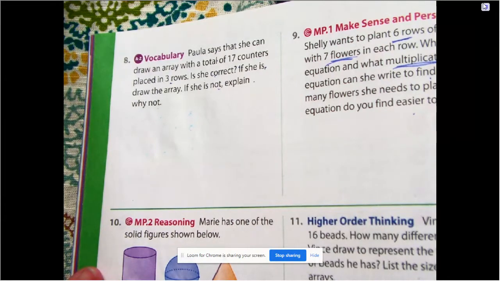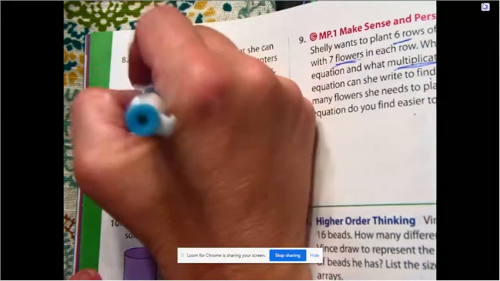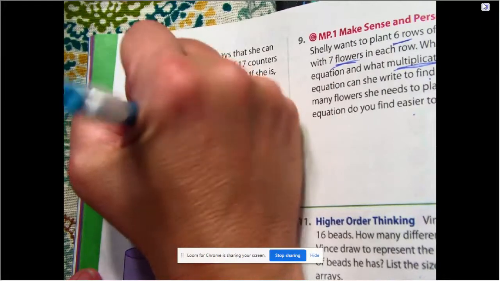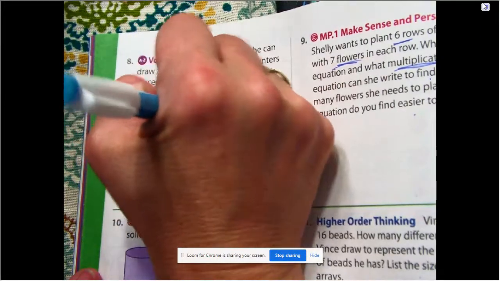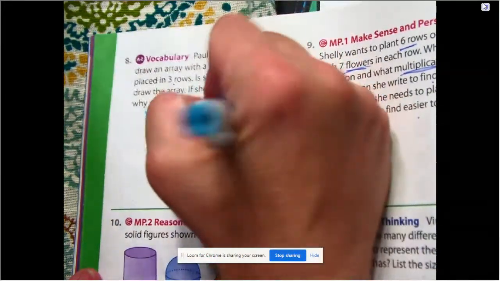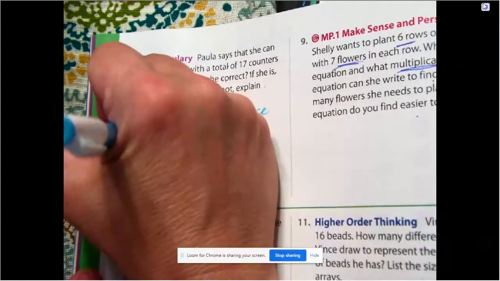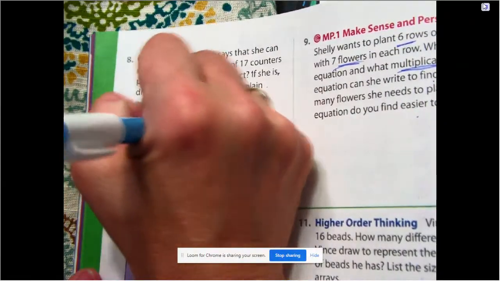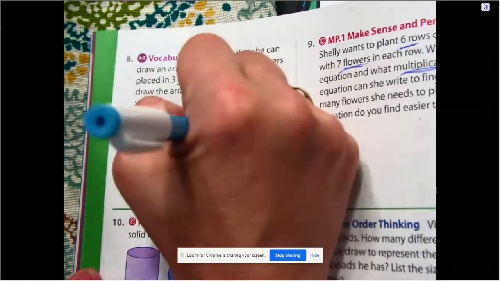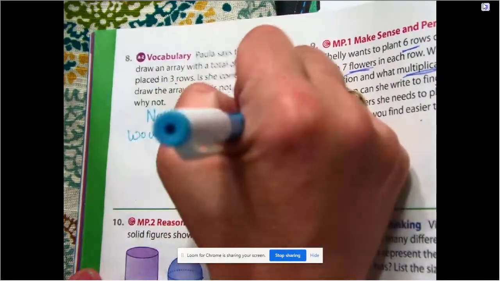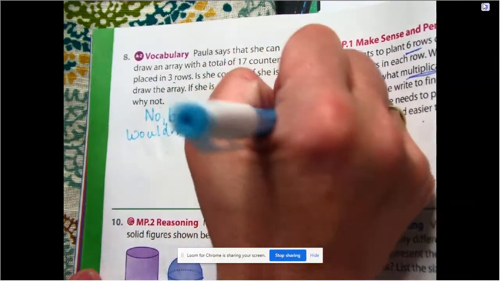It actually will not work. So, no, because there wouldn't be equal groups. So let's draw a picture of it.